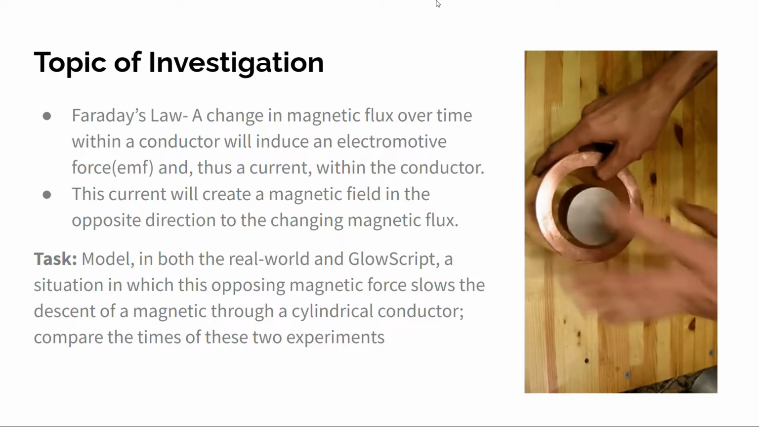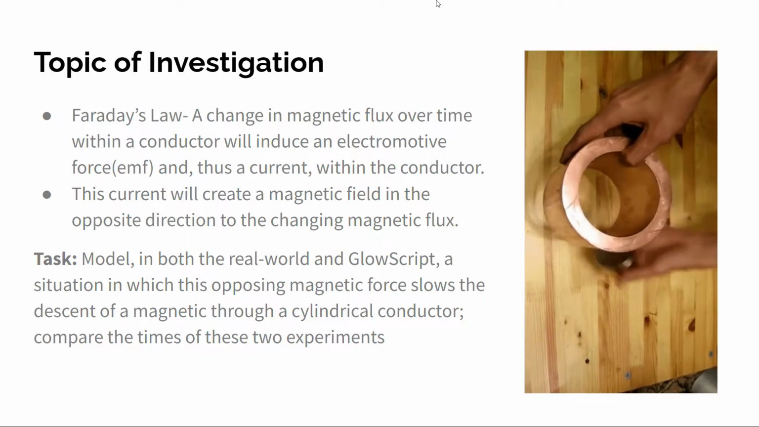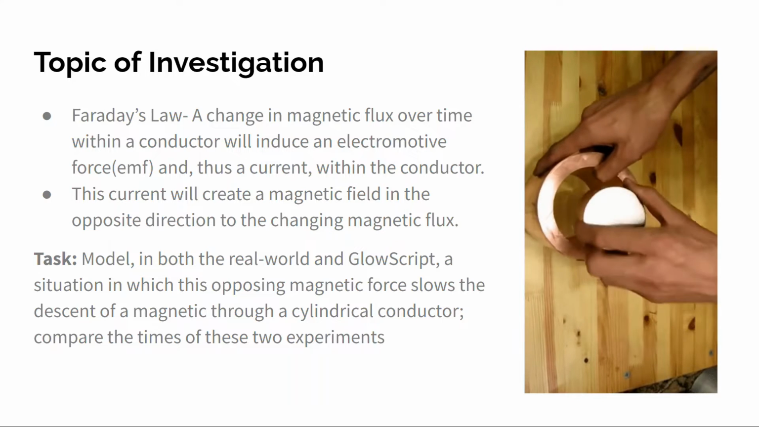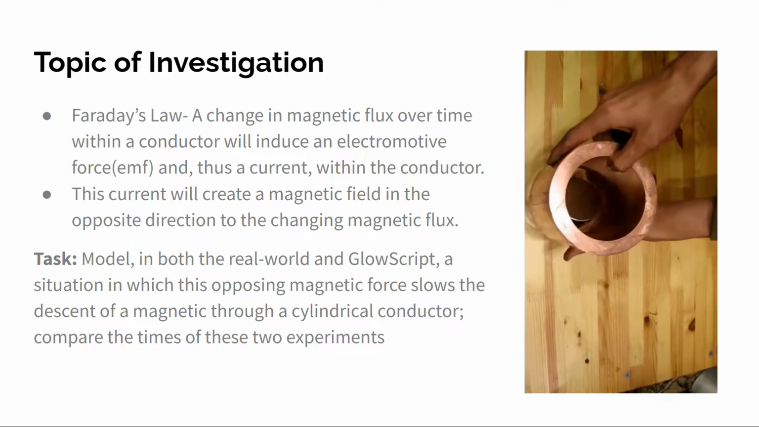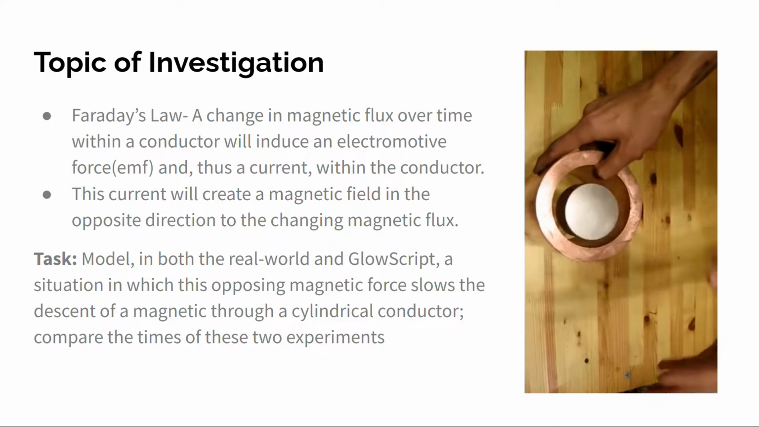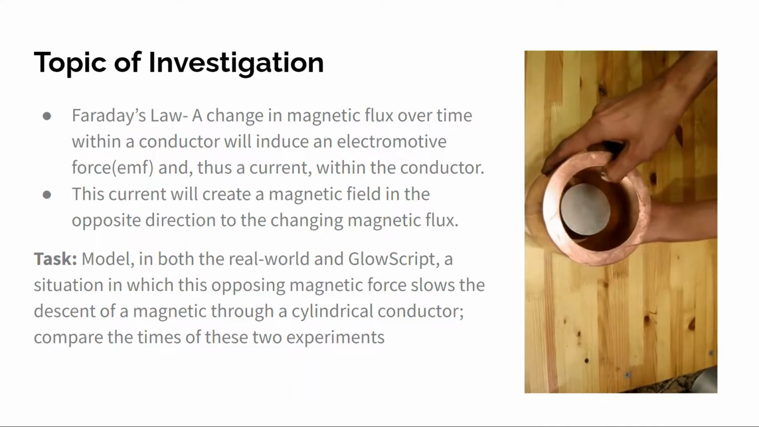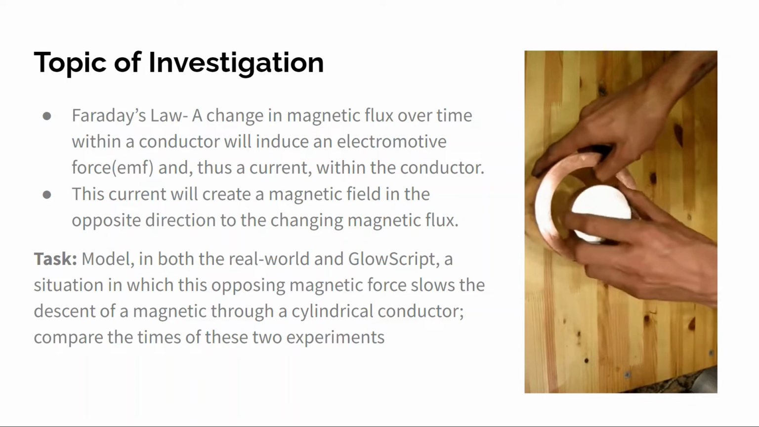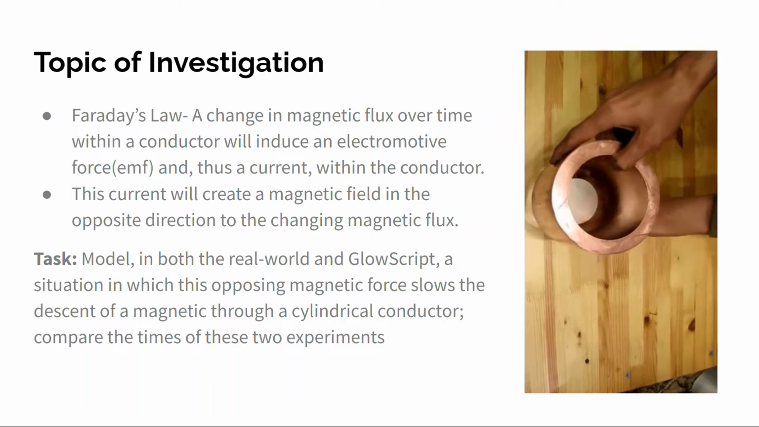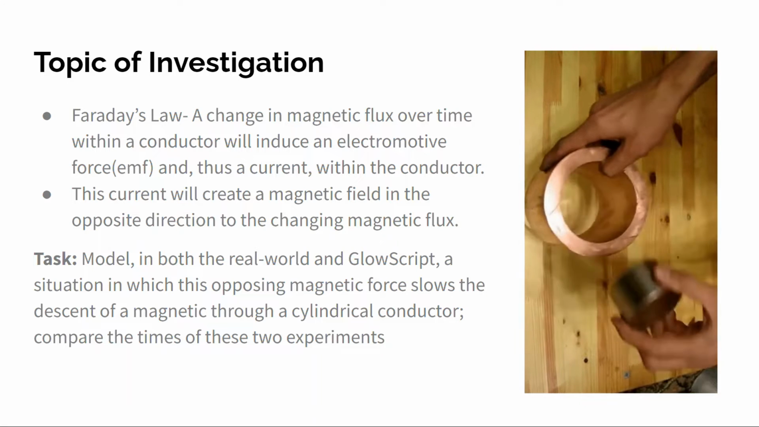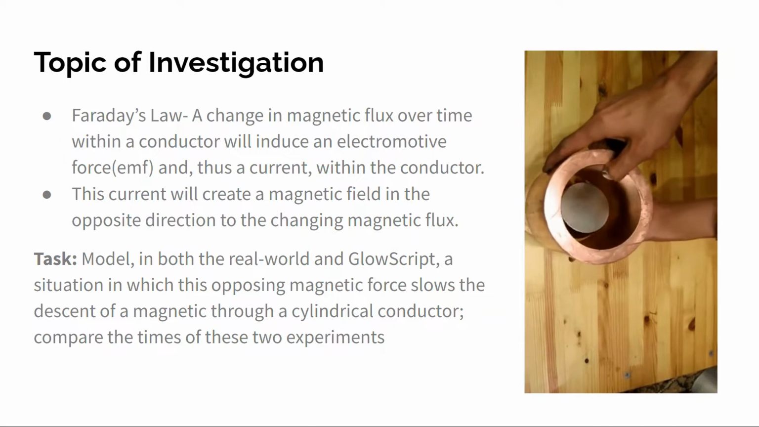For this lab's topic of investigation, we will be using Faraday's law, which shows us that a change in magnetic flux over time within a conductor will induce an electromotive force, referred to as an EMF, and thus a current within the conductor. And we also know that this current will create a magnetic field of its own in the opposite direction to the changing magnetic flux. And we'll take advantage of these two principles in both the real world and GlowScript to show an interesting phenomenon when a magnet falls through a cylindrical conductor.